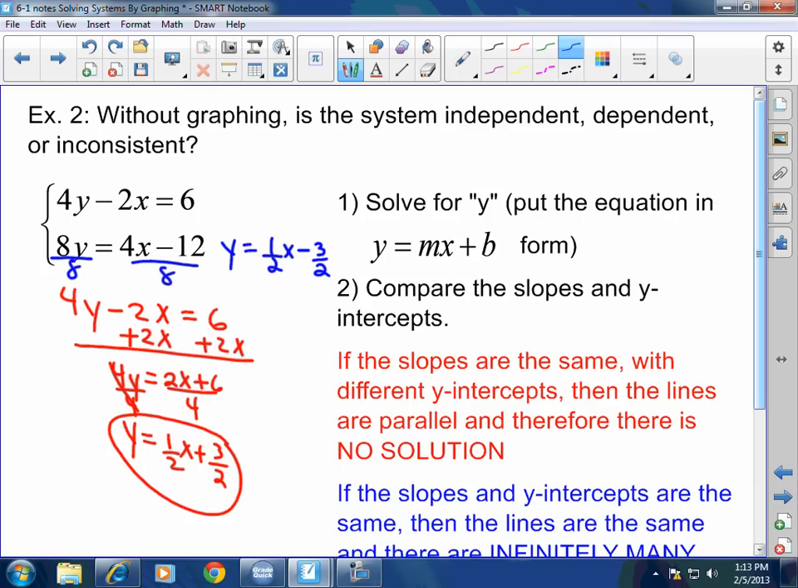Okay, let's compare these. Are their slopes the same? Are their y-intercepts the same? No, so they have different y-intercepts and the same slope. So that means they're parallel, so that means they are... I know it's no solution, so what would it be? Independent, dependent, or inconsistent? It would be inconsistent. Very good.